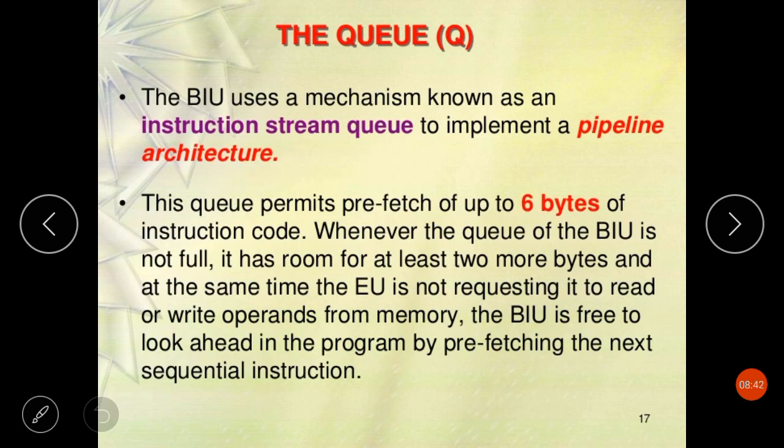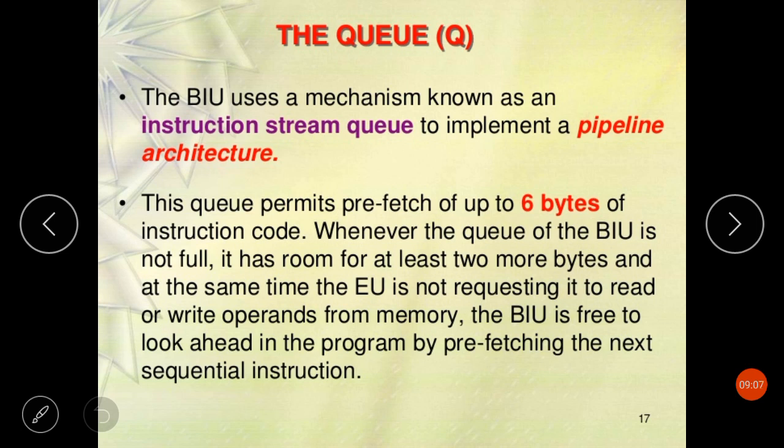Basically, to speed up program execution, the bus interface unit fetches 6 instruction bytes ahead of time from the memory. These prefetched instruction bytes are held for the execution unit in a group of registers called queue. With the help of queue, it is possible to fetch next instruction when current instruction is in execution.